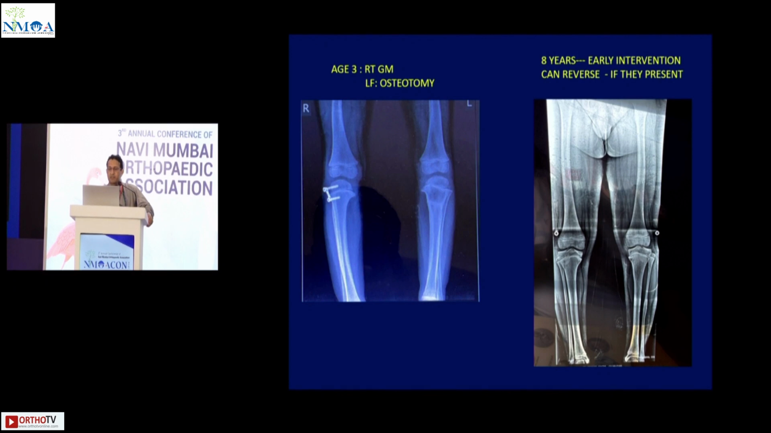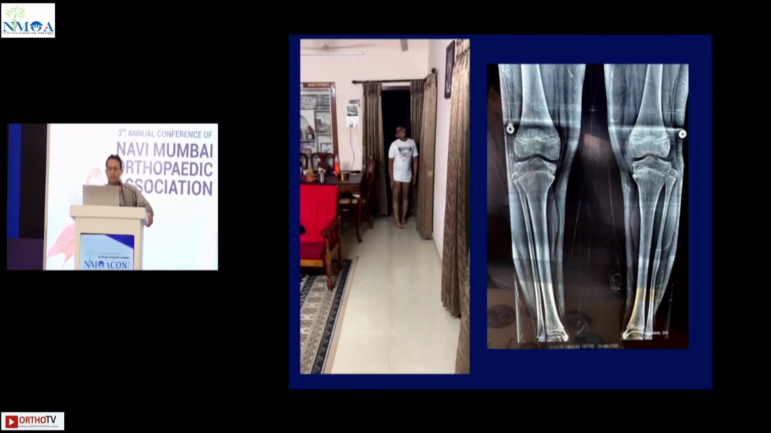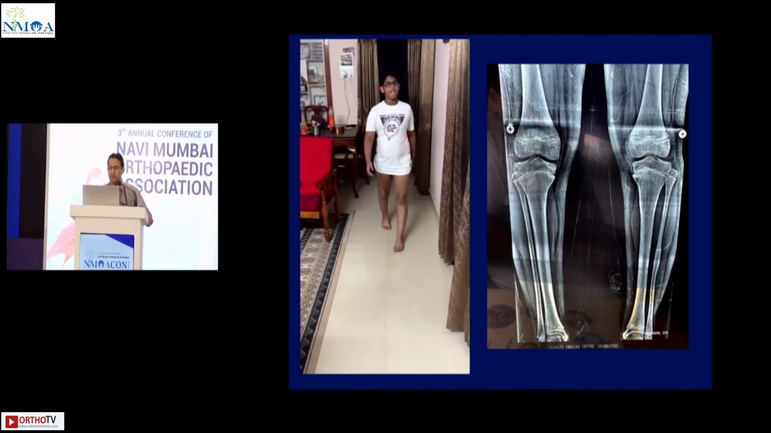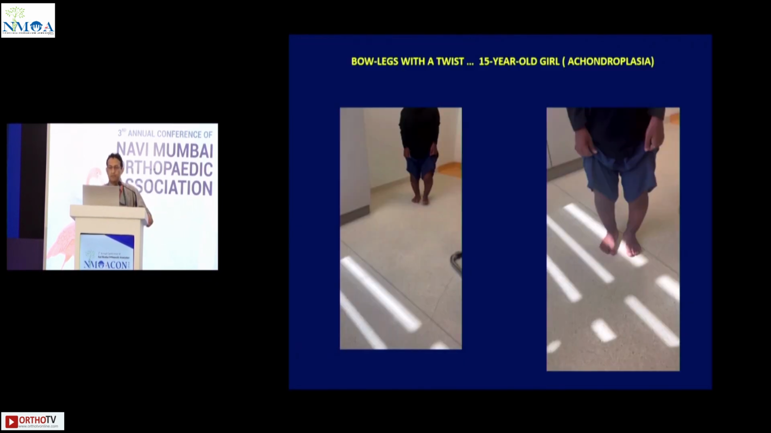And this child at 8 years, they live abroad, they send me the latest X-ray, and it's completely normal. But because it was picked up early and the mother was concerned about one leg, so asymmetry in bow-leggedness, always think of a pathology, and this child is now completely normal.